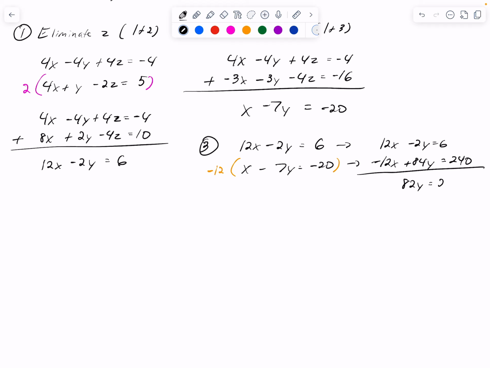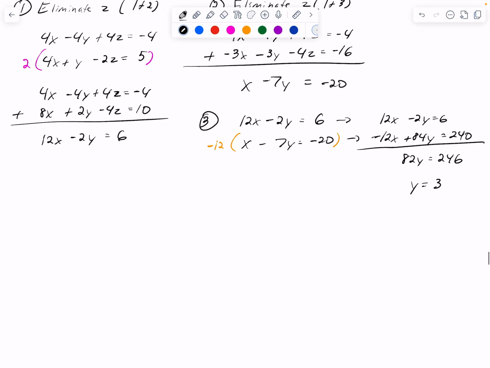equals 246. I think this is going to be 3, right? 80 times 3 is 240. 2 times 3 is 6. 240 plus 6, 246. I love it. Y equals 3. Okay, let's plug in to one of these in step 3 to find x.